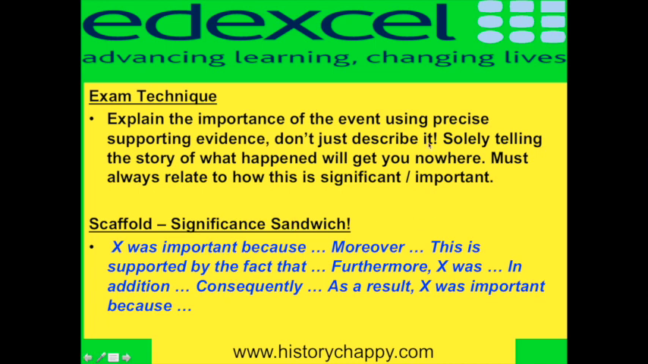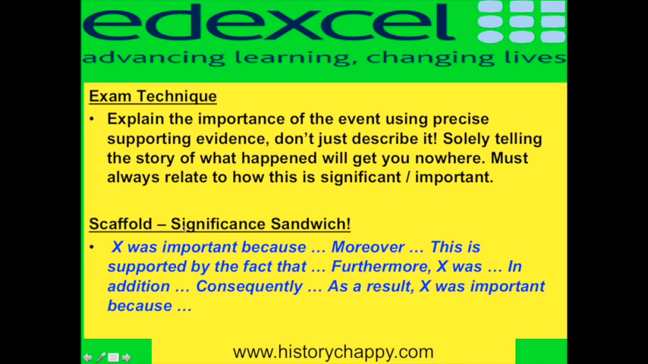So explain the importance of the event using precise supporting evidence. Don't just describe it, and that's really key. Solely just telling the story of what happened will get you absolutely nowhere, no matter how much specific contextual knowledge you use. You must always relate this to how it is significant and or important.